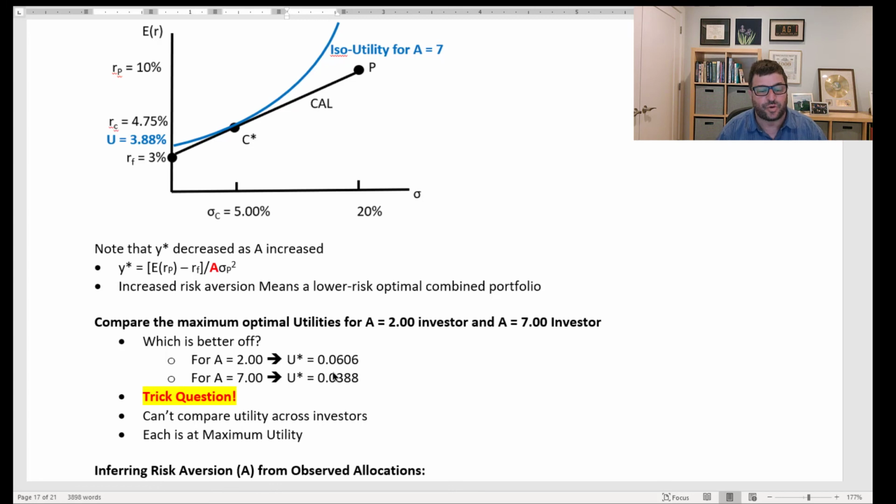This is a trick question. You can't compare the utilities across investors. You cannot say that this investor is better off because this investor has higher utility than this investor. Each investor is at their maximum. And that's the goal, for a given investor and a given investment universe, to maximize utility. And that's what we've done.